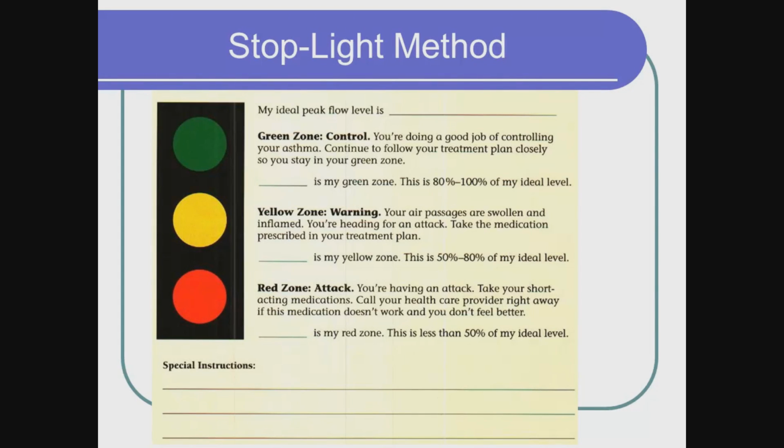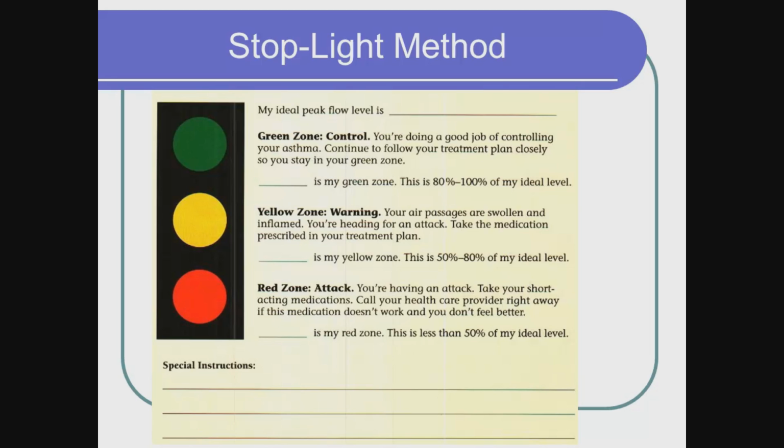We want the patient to be in the green zone. Green zone is 80 to 100% of their personal best. Yellow is 50 to 80. I don't know if she gives a different number. And then red zone would be less than 50. Yellow zone means you're in trouble. You need to increase your medication. You need to reevaluate the situation. Red zone means you need to get to the hospital.